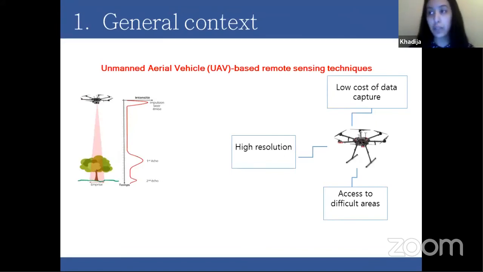Unmanned aerial vehicle remote sensing techniques have proved their usefulness in forest inventory applications as well as for ecological purposes. In this context, the UAV LIDAR system has become a promising technology and is starting to be used often for forest management due to its ability to provide very accurate estimates of the three-dimensional structure of the forest.